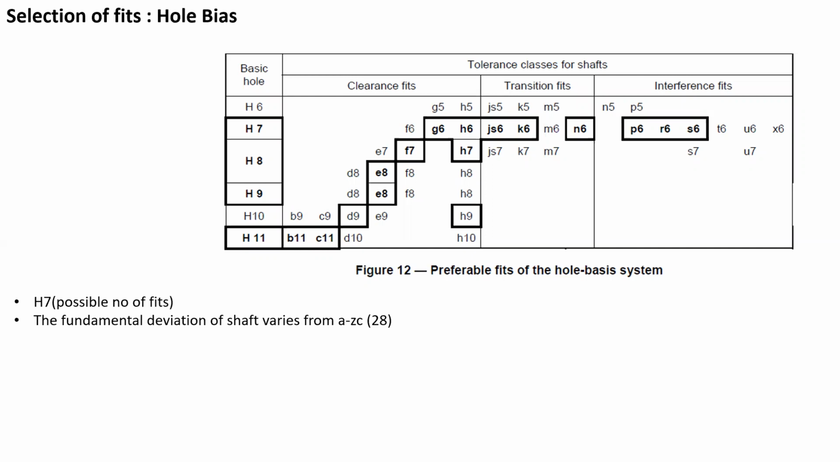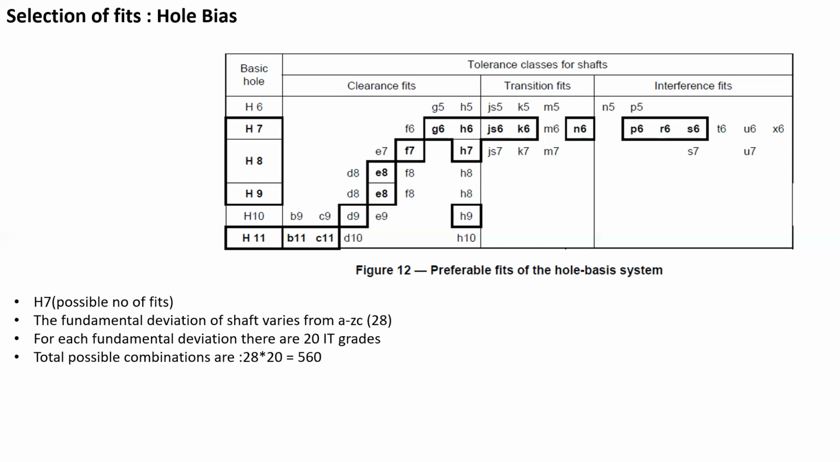The fundamental deviation of shaft can vary from A to ZC, which means there are 28 different categories of fundamental deviation. For each fundamental deviation, there are 20 IT grades, varying from IT01 to IT18, which means that the total possible combination of fits for a H7 hole will be 28 into 20. That comes out to be 560. So out of these 560 combinations, some will fall in the category of clearance fit, some may fall in the category of transition fit, and so on.